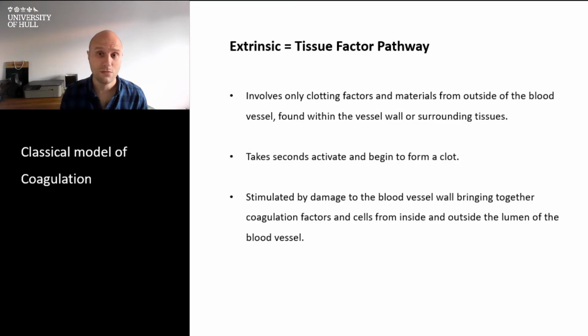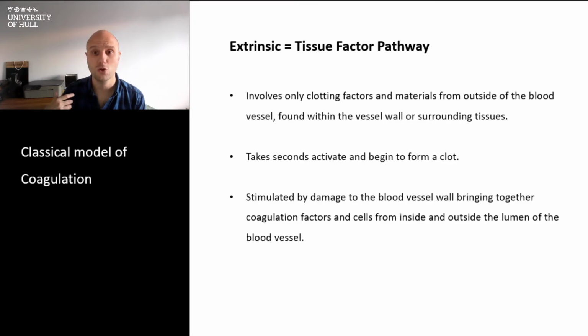We then have something called the extrinsic pathway, which more accurately is now referred to as the tissue factor pathway. It's called the extrinsic pathway because some of the coagulation factors and some of the materials that you need for forming a clot come from outside of the bloodstream, so maybe within the walls of the vessel rather than the lumen of the vessel.